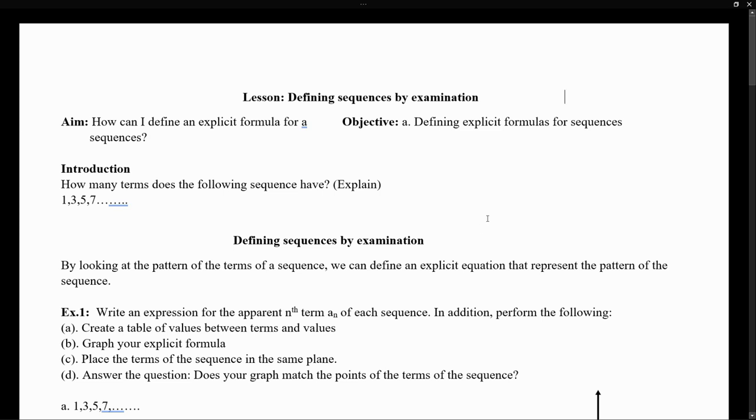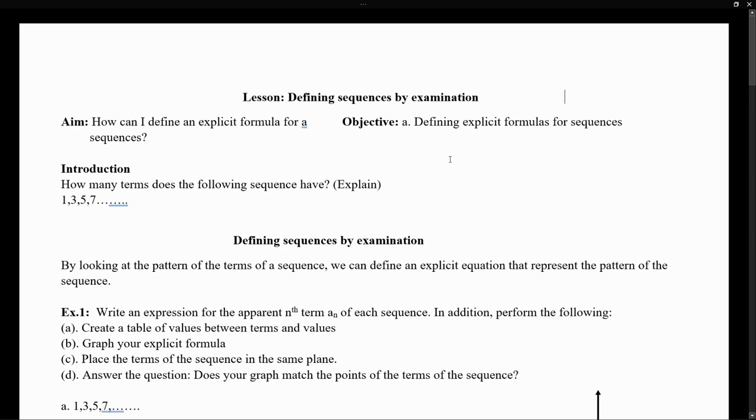In this lesson, we will start defining sequences by examination. We'll be examining the behavior of the sequence, and then we're going to be writing down functions that will define that sequence. So let's get started.